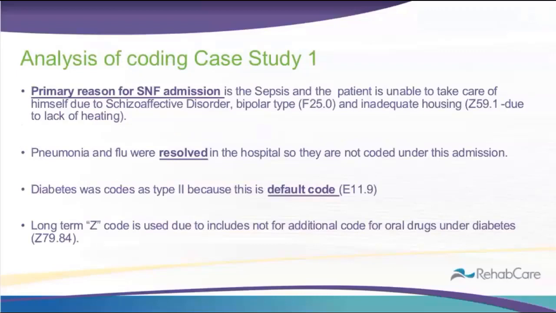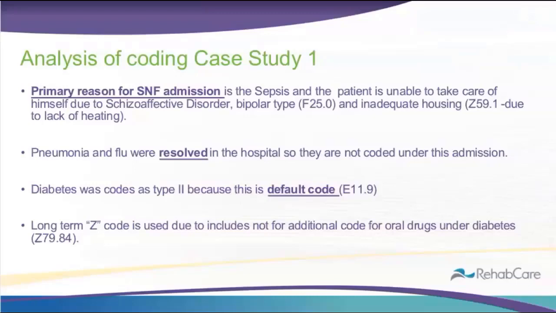So here's your analysis. The primary reason for the skilled nursing facility admission is sepsis. The pneumonia and the flu were resolved in the hospital, so we didn't use those as the primary diagnosis. He also wasn't able to take care of himself due to the schizoaffective disorder, bipolar, and the inadequate housing. So those were the 3 things that were listed in there. The sepsis is coded first because it's an acute diagnosis. The bipolar is a secondary diagnosis, and the Z code supports a personal history that's going on for why he can't go home, because it's the middle of winter, so there's no heating.